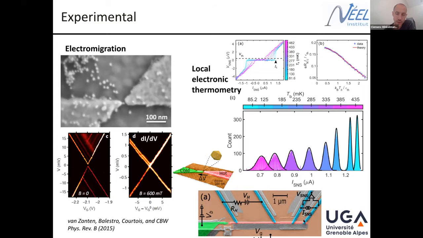Another good reason for us to use superconductors here for thermometry is that having these leads superconducting allows us to thermally isolate this from the outside world quite a bit, because these leads are very good electrical conductors, but superconductors are thermal insulators at low temperatures.